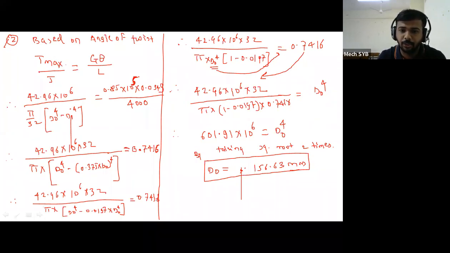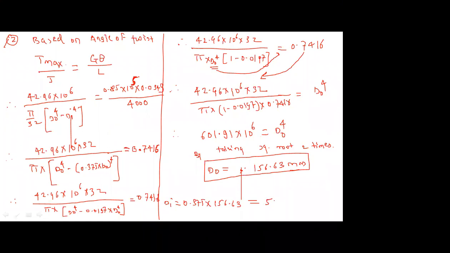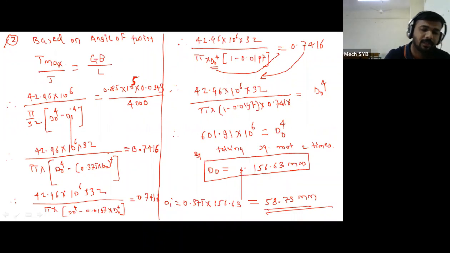156.63 and you are having di is equal to 0.375 into 156.63 is equal to what is the di value? 58.73. Yeah. This is the di value. 58.73 or 58.72 or 58 point some other digits as per your calculation. Please check your answers, do the calculations and send me your answers in the chat box, so we'll verify the answers accordingly.